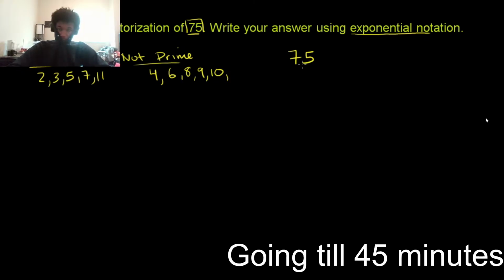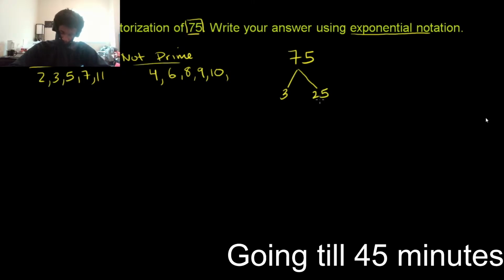So then we could try 3. Does 3 go into 75? Well, 7 plus 5 is 12. 12 is divisible by 3, so 3 will go into it. So 75 is 3 times something else. And if you've ever dealt with change, you know, if you have 3 quarters, you have 75 cents. Or if you have 3 times 25, you have 75. So this is 3 times 25. And you could multiply this out if you don't believe me. Multiply out 3 times 25.